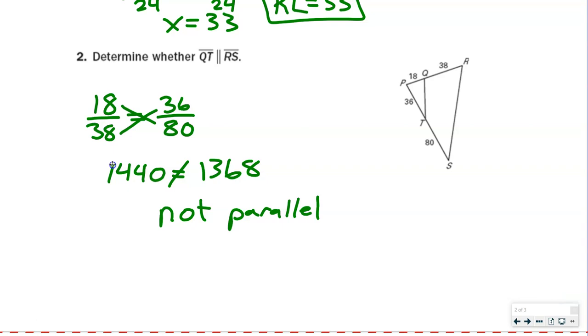So using the triangle proportionality theorem will show us that our side segments are proportional. And then the converse of that is using those proportional sides to show that lines are parallel. So that's it on the notes.